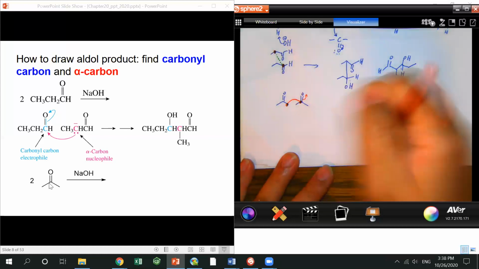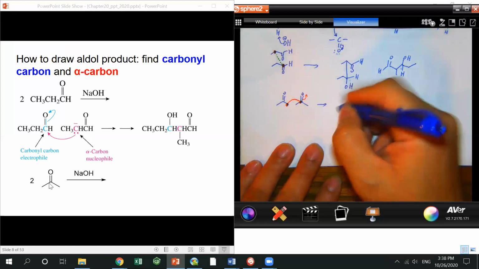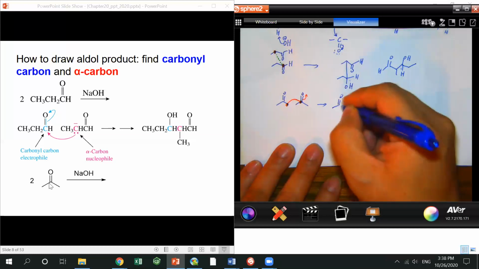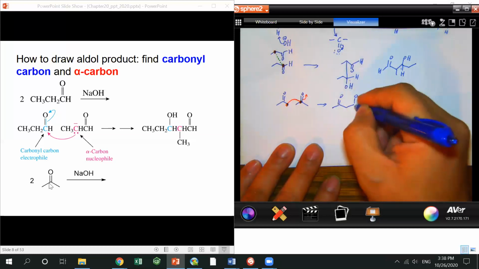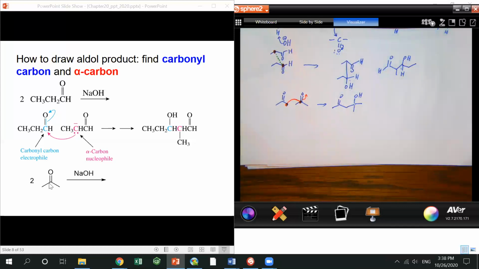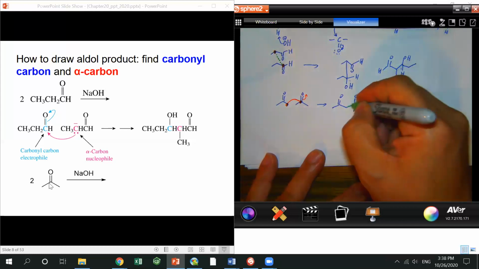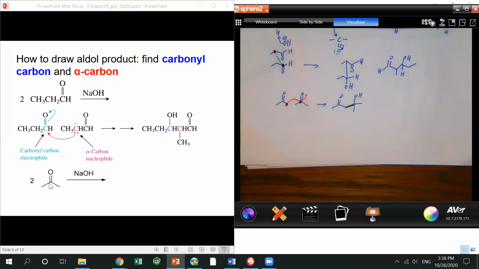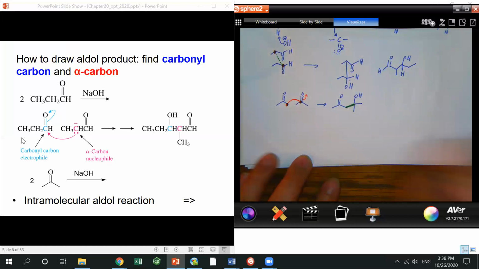Then open the CO double bond. So that's the final product. This is the new bond position. And there's a possibility for intramolecular Aldol reactions. That's actually a pretty interesting topic. All right, let me show you one example.